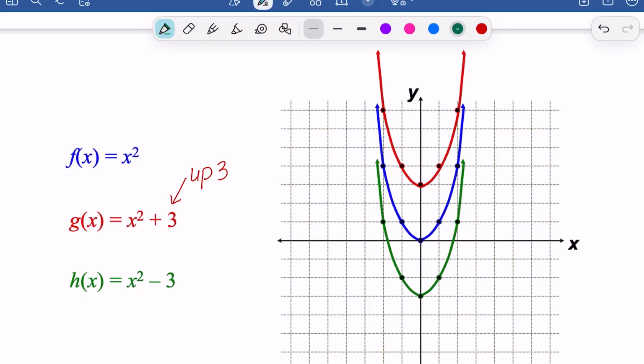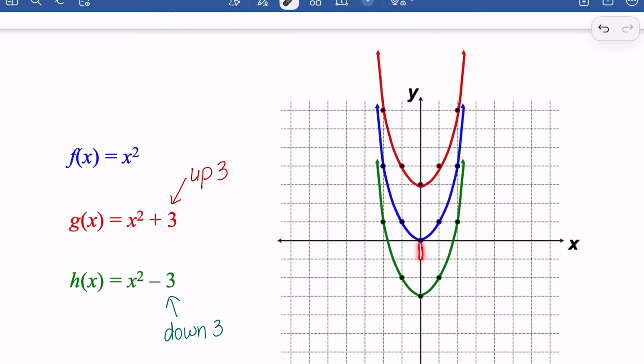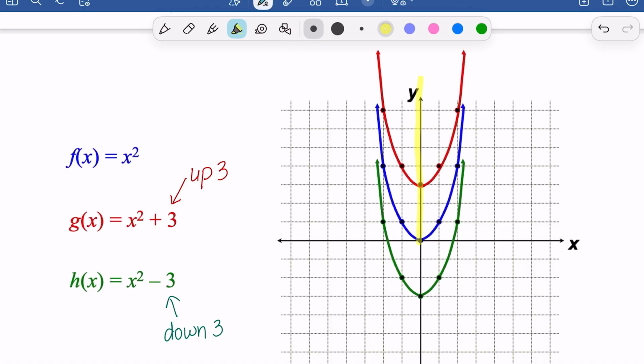If we look at h of x, based on my function, this is telling me that it shifted down 3 units. Again, I can look here and see that from my blue graph, it shifted down 3 units, but the shape didn't change. And in each of these, I still have an axis of symmetry that goes through the y-axis. So the axis of symmetry for each of these is still at x equals 0.